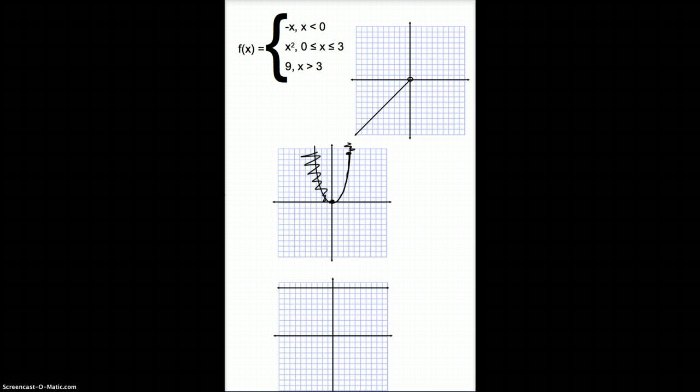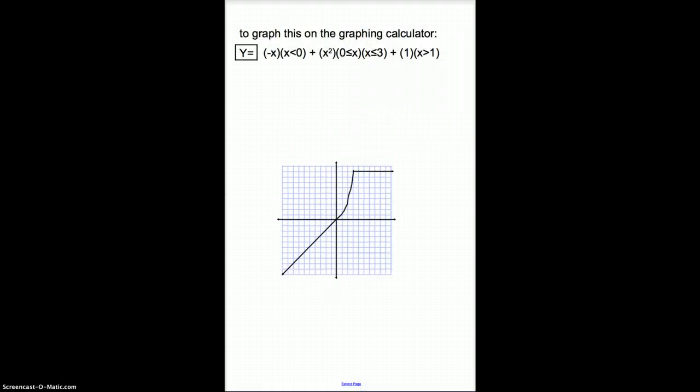And then finally, we have the graph of 9, which is just a horizontal line at y equals 9. But that graph we're only going to use for x greater than 3. So we don't want any of these values here. We're only going to use that much of it. And again, we're not going to use the value at 3 because x greater than 3 means we don't use the value at 3. So we're going to have an open circle there. So open circle at 3, 9, and then all these values for x greater than 3. So what we need to do is put those three pieces together. And it's going to look something like this.